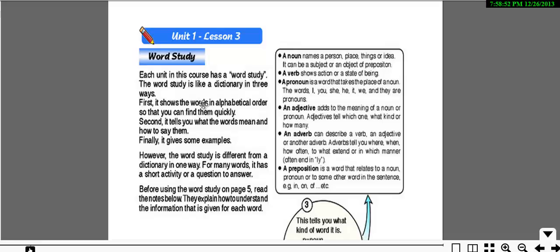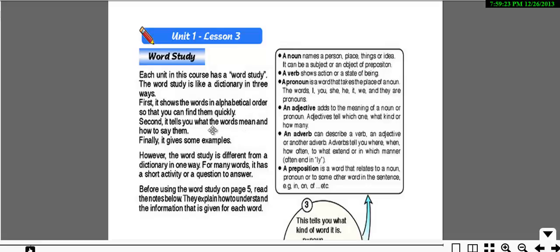Well, how is it like 3 ways? You can say it is used in 3 ways. First, it shows the words in alphabetical order so that you can find them quickly. Well, that's what you usually do in a dictionary. You don't open a dictionary to letter A after letter Y; the words that start with letter A are at the beginning of the dictionary. So that's the same for word study. If you're going to look for a word, you're going to find words ordered in alphabetical order.